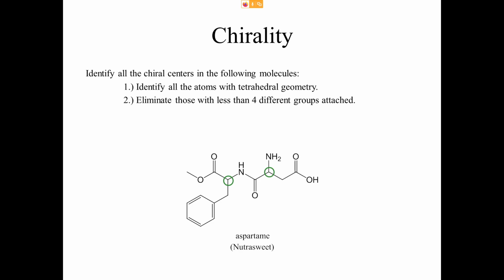It's kind of hard to describe, doesn't it? It's got 2. What do you do with that? When it was 1, it was easy. It's a left or a right-handed version. Well, each chiral center can be left or right-handed. So how many versions of NutraSweet are there?